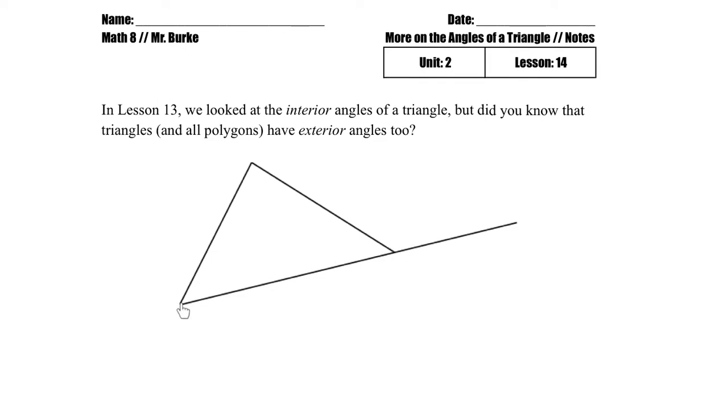And what we notice is that basically, if you take any side and extend that side, you end up with an exterior angle. Notice that it's outside of the triangle. So this here, this would be our exterior angle, the one on the outside.